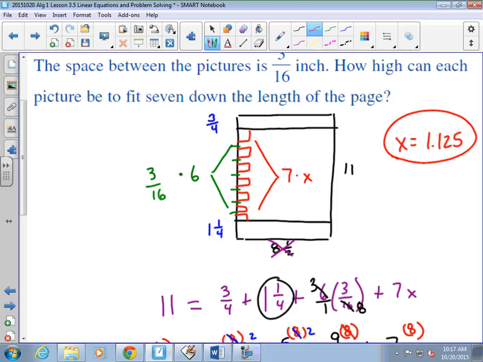Notice there is a lot involved in that problem, but once you get it into an equation, if it weren't for the fractions, it would be a very simple equation to find out how big each picture can be.